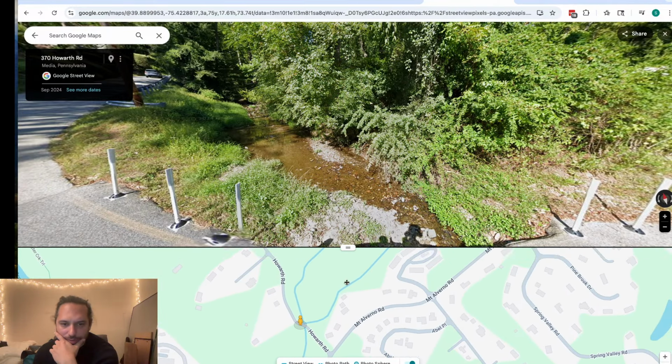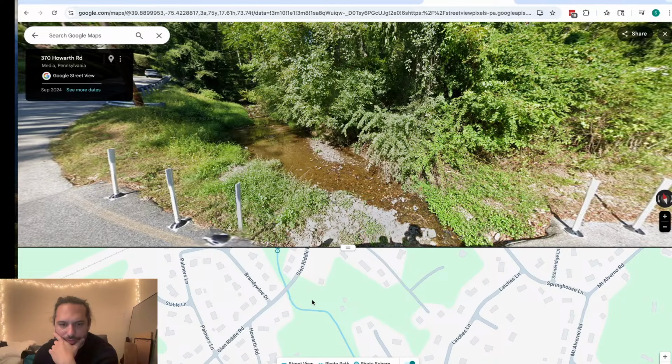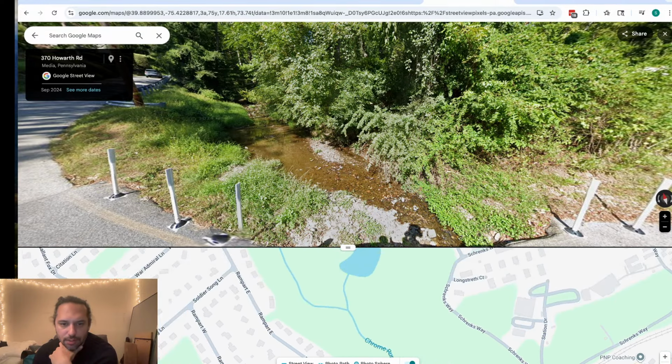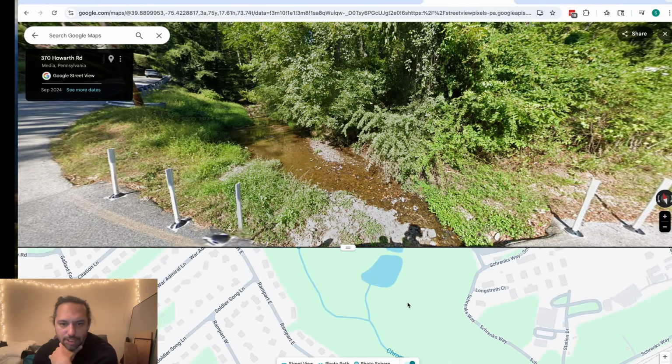Yeah, so this little run comes in. Chrome Run really goes for a while, doesn't it? Chrome Run. So that's a pretty significant little run. How far does it go? Oh, it goes up to Granite Run? It goes to Riddle Hospital. Wow. Interesting. Look at that. That's a major creek. So this creek goes all the way up to Granite Run. There used to be a mall, Granite Run Mall. It's gone now.